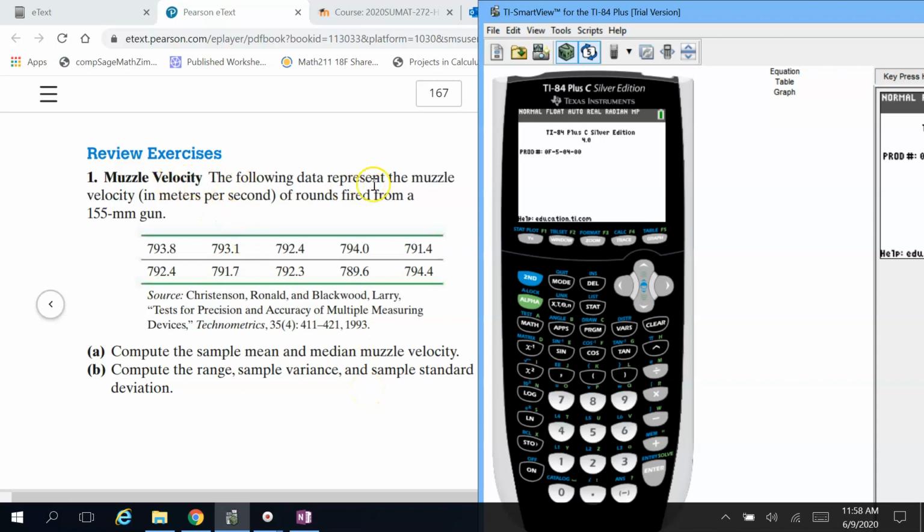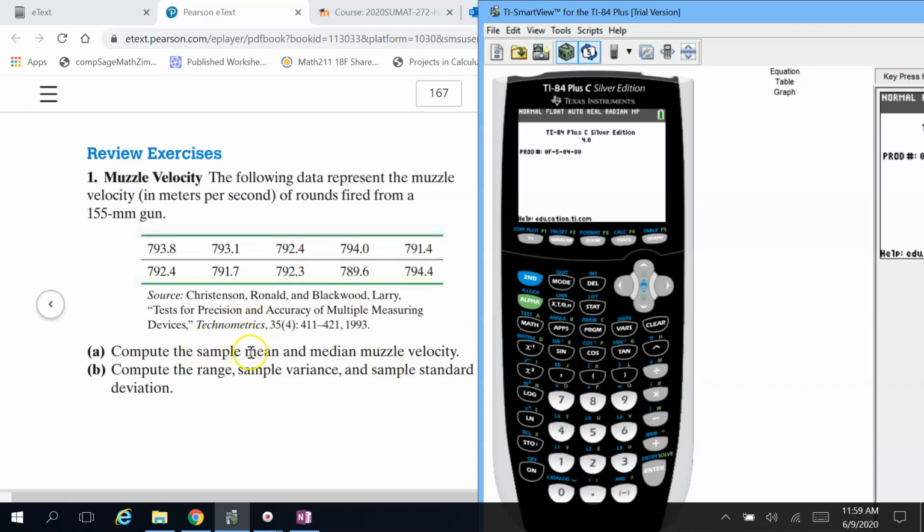So, muzzle velocity. The following data represent the muzzle velocity in meters per second of rounds fired from a 155 millimeter gun. There's just a bunch of speeds here. A, compute the sample mean and median muzzle velocity. So first off, this is a sample, right? It's just a collection of 10 different velocities. It's definitely not every single velocity possible from this gun, just a sample of 10.